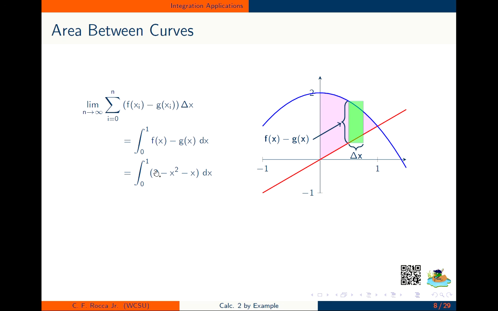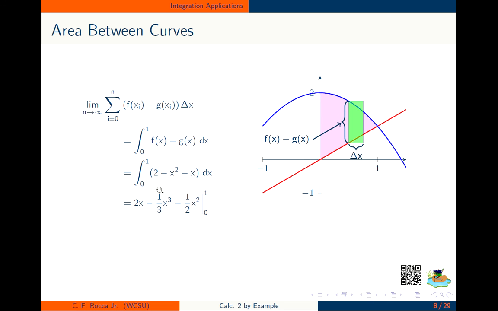Okay. Now here are the specifics. The function on top, the f of x, is 2 minus x squared. It's a parabola. The function below is x. So I take the 2 minus x squared and I subtract the x. So this represents the height of my rectangles. And the dx represents the width of an infinitesimally or infinitely thin rectangle. And remember that the integral sign represents summing up all those infinitely thin rectangles with the rectangles starting at 0 and going over to 1.